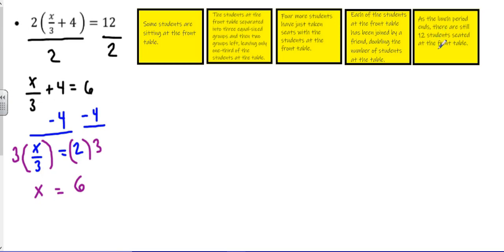However, when we were solving it, we had to work backwards to undo each of these steps and use the opposite operations. All right, thank you for watching.